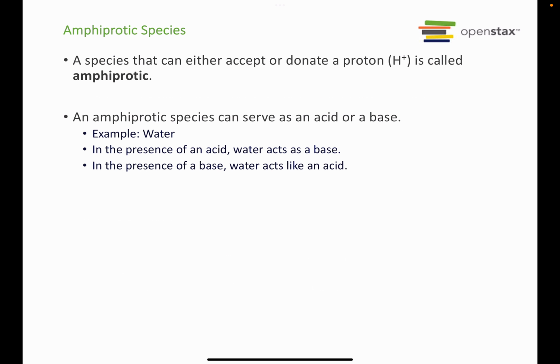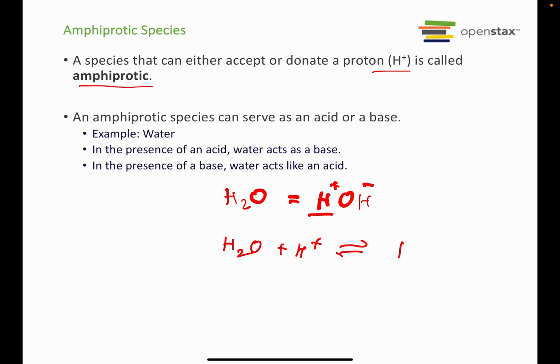A species or compound that can either accept or donate a proton is called amphiprotic. Okay, it can do both ways. An example would be water. Water can donate H plus or accept H plus. So if water accepts H plus, it becomes H3O plus. It's pretty cool.